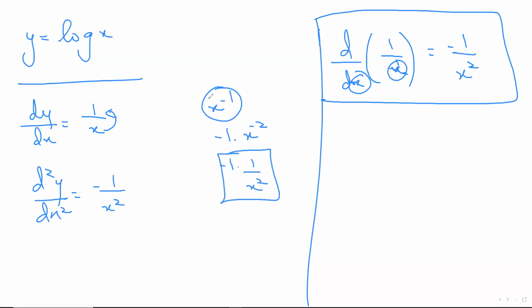This is the derivation of it, but not required. Don't even think over it. Learn it directly. Differentiation of 1 by x with respect to x is minus 1 by x square. It will save you a lot of time, CET especially. Got it?